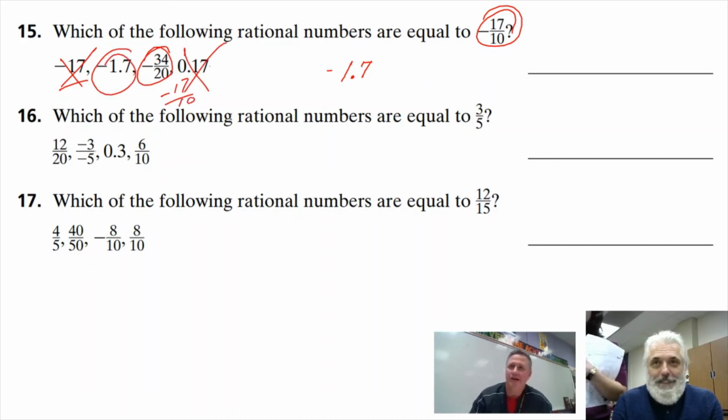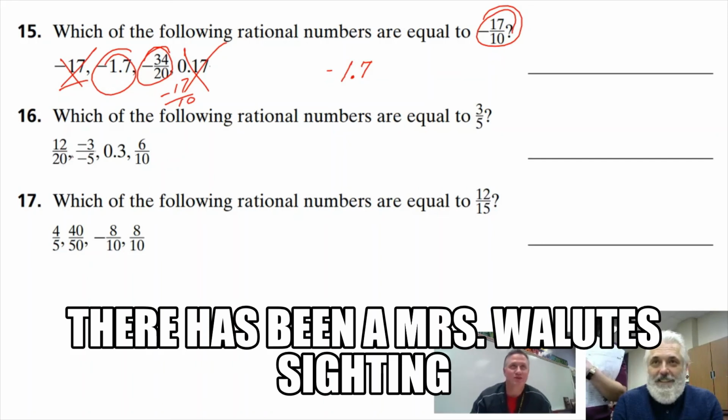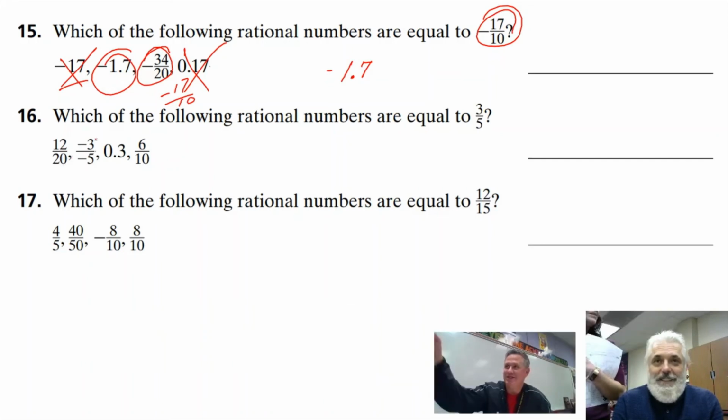All right, 3/5. Ms. Ingley, what does 12/20 simplify to? Three fifths. It simplifies to 3/5, divided by 4. Okay. How about negative 3 over negative 5? Does that simplify? No, it doesn't reduce. What is a negative divided by a negative though? A positive. So that's the same.